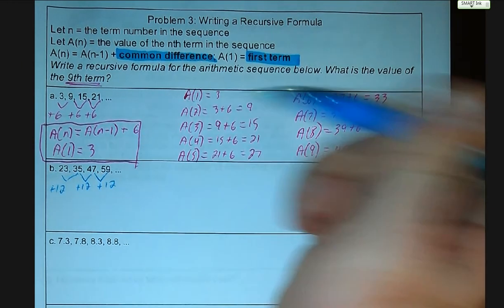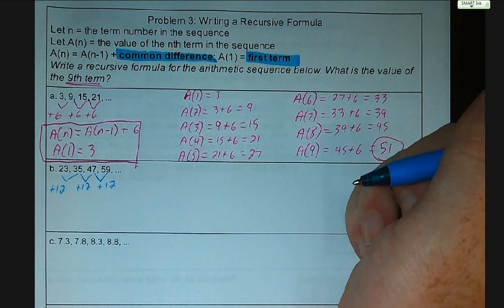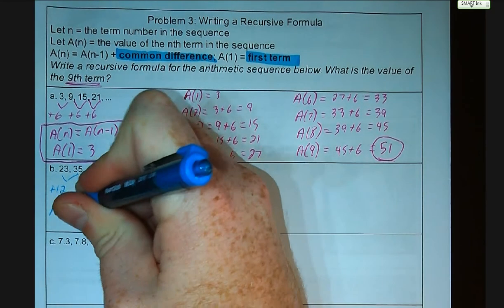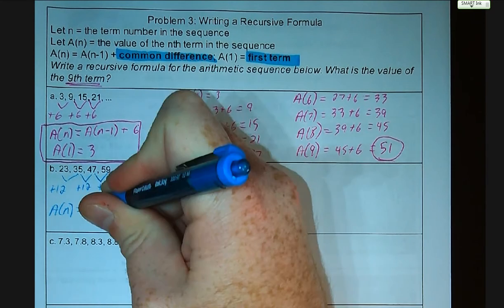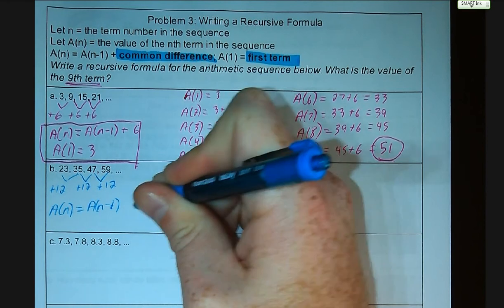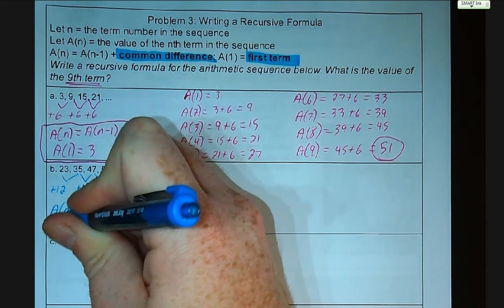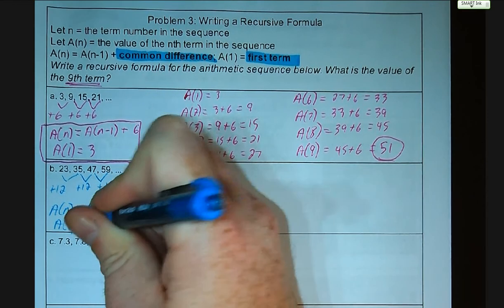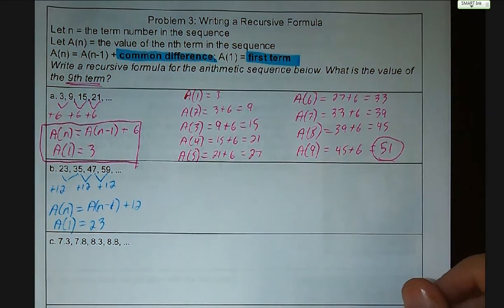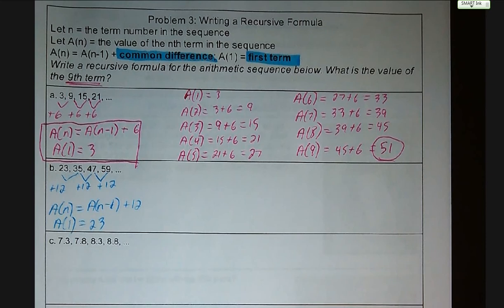From 35 to 47, adding 12, and so on. So from there, we can write our equation. We have that a of n is equal to a of n minus 1 plus 12. That's really the only number that's going to be changing there at the end, that plus 12. So our first term, they give us, our a of 1 is going to be 23.